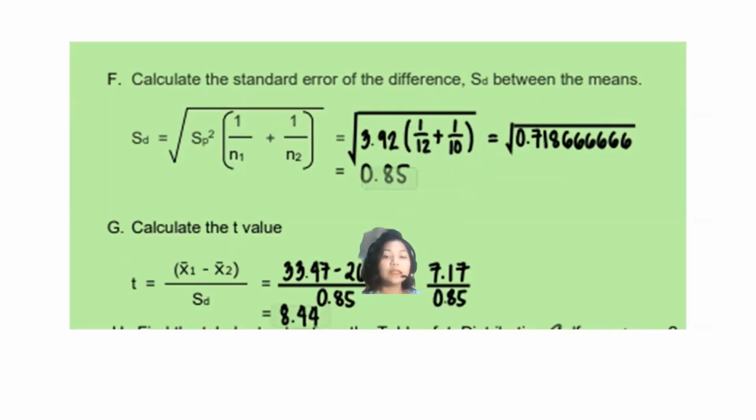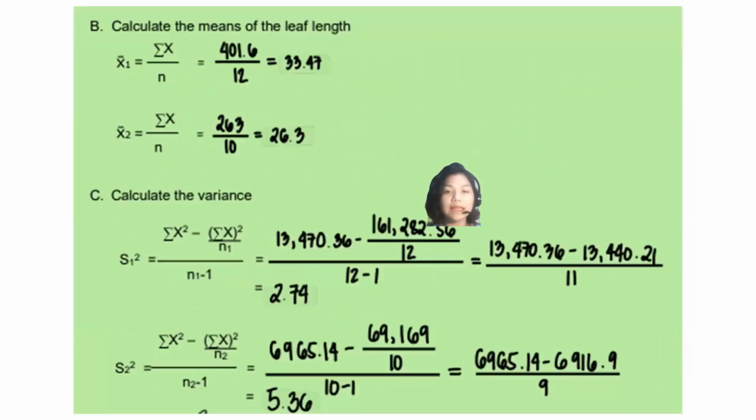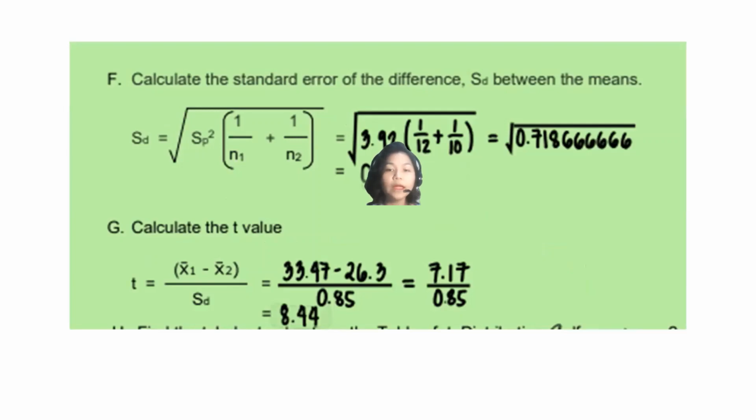And to calculate the t-value, we use this formula. So mean 1 minus mean 2 over the standard error of the difference. So saan ba natin nakuha yung 33.47 at 26.3? Dito po siya galing, okay? Yung mga means po natin. I hope po naklaro po natin, ano? Tapos po, i-divide po natin siya sa 0.85.